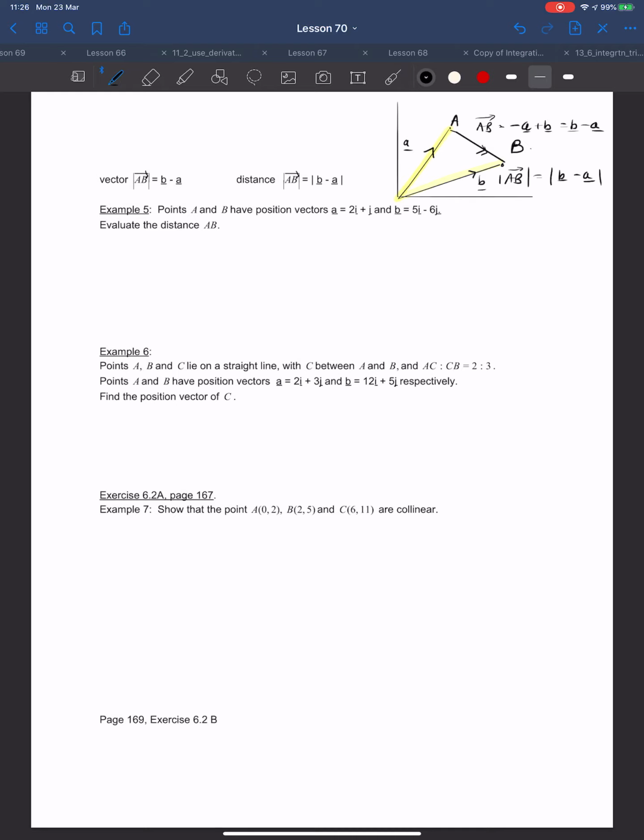Okay, so example 5: points A and B have position vectors. A is 2i plus j and B is 5i minus 6j. I'll draw a diagram, but hopefully after I've done this example, you'll see that you don't need to draw a diagram every time. So 2i plus j is there, and that's the first one. And the next one, 5i minus 6j. It's not going to scale. B's going to be there somewhere.